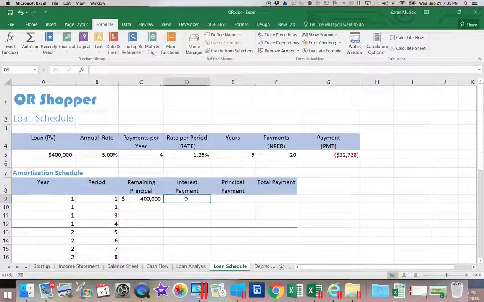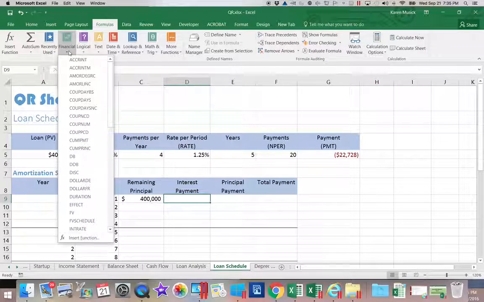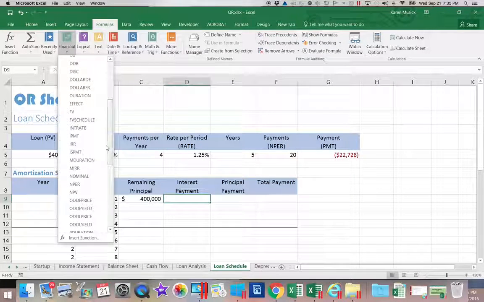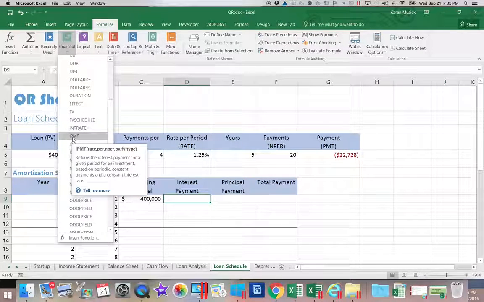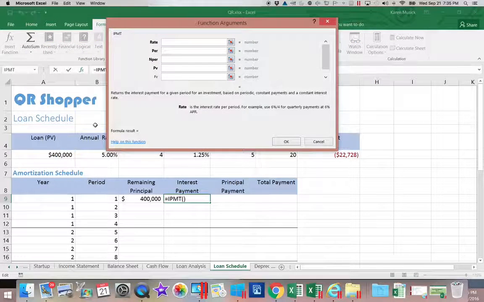Now in D9, I'm going to be calculating the interest portion of my payment. So the first thing I'm going to do is go up to the financial formulas, scroll down and find IPMT for interest payment. Now these boxes should look very familiar to you with the exception of one. So we're going to skip the one that is new and cover that last.